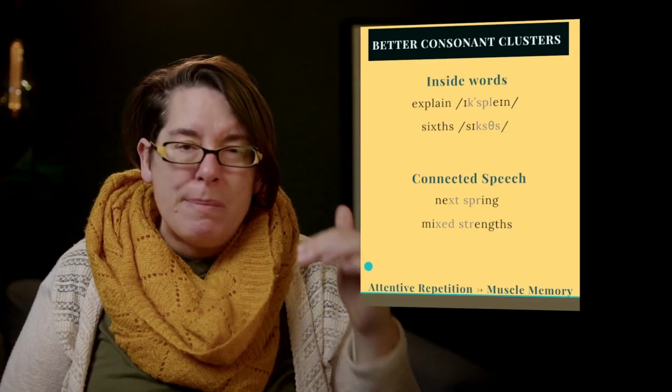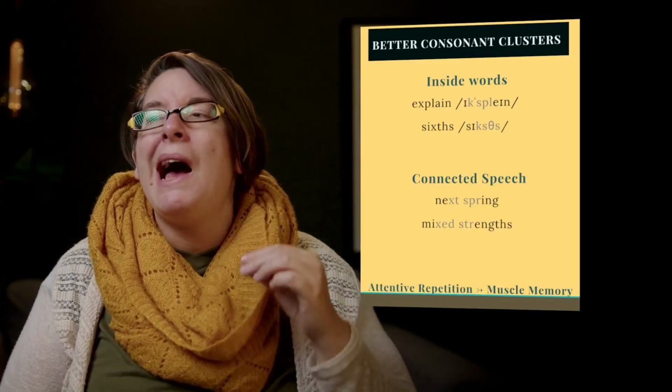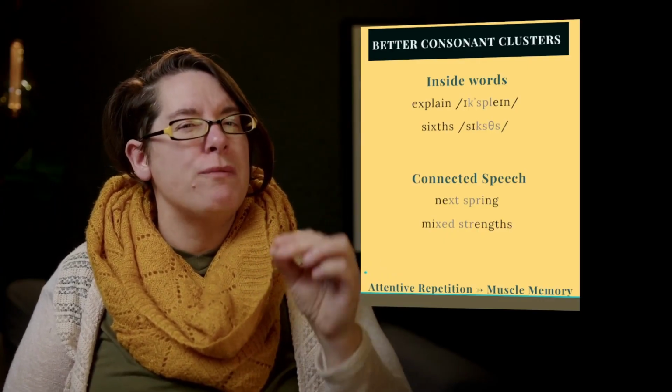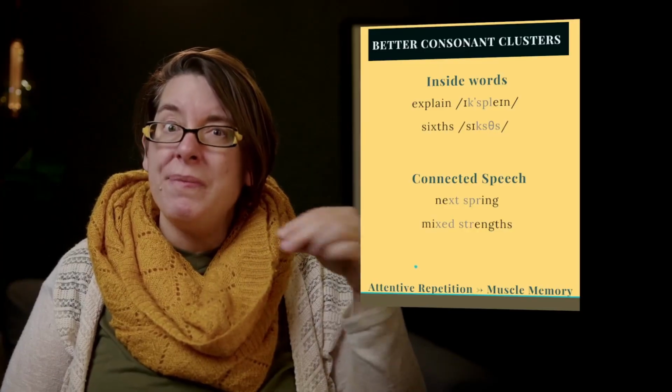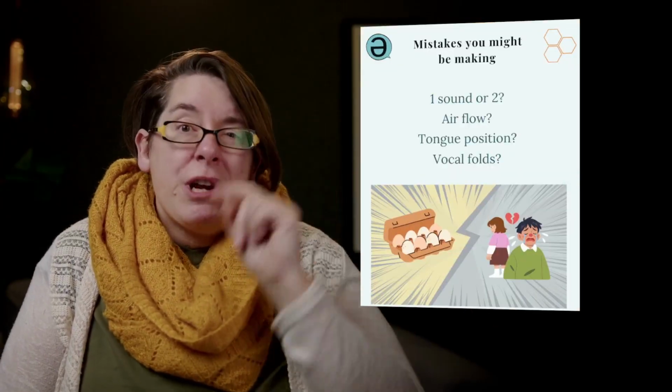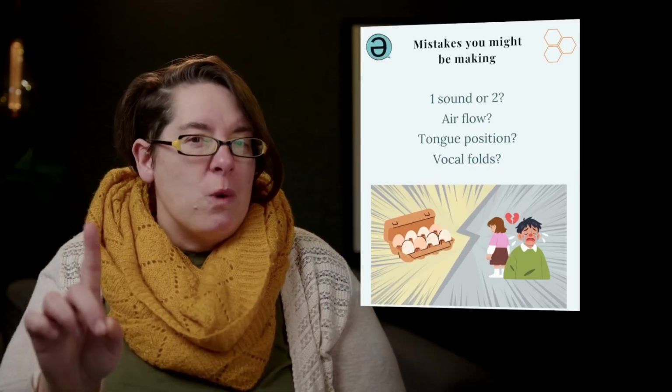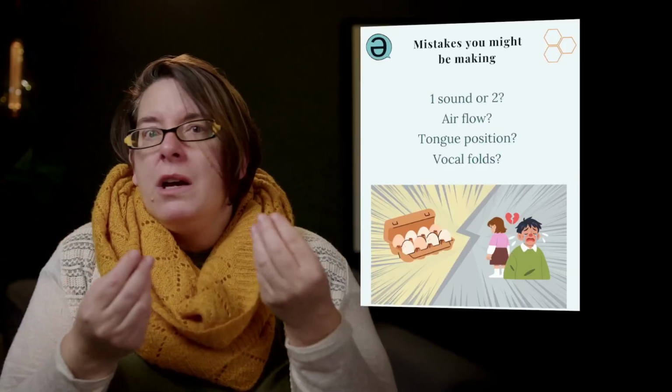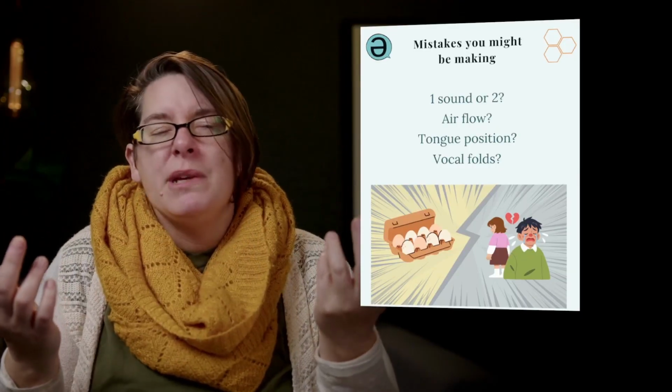But what you can do is just keep going. You get repetition, but not absent-mindedly. Attentive. Really pay attention to your repetition, and the more you do it, the more you're going to have muscle memory, and pretty soon it's going to be automatic. So watch out for these few things. Number one, am I making one sound or two? If my tongue is moving, if my mouth is moving, it's probably going to be two.